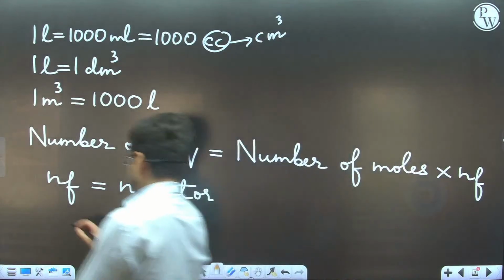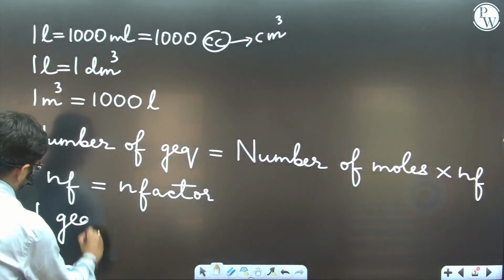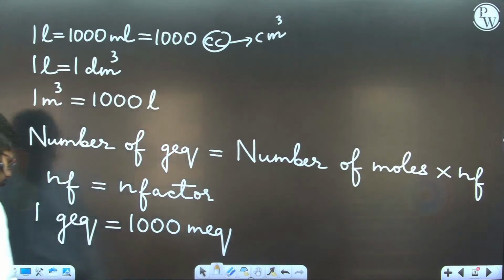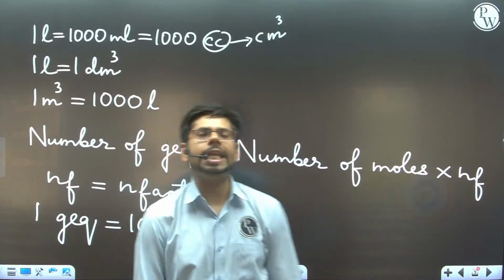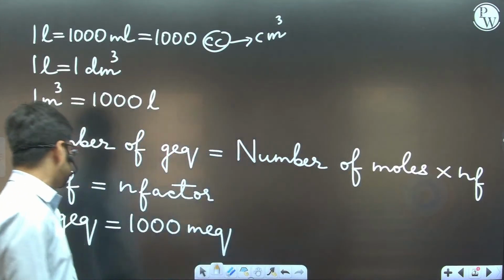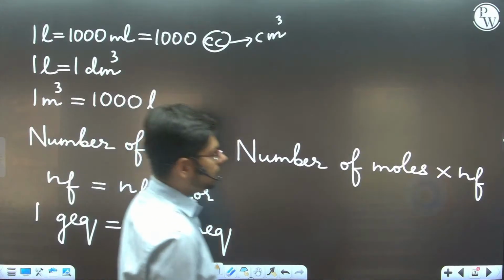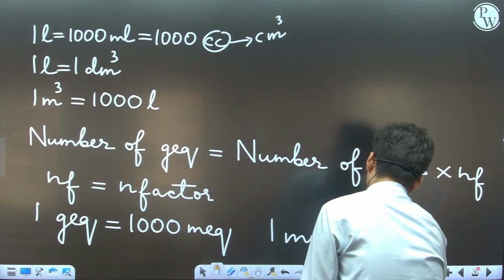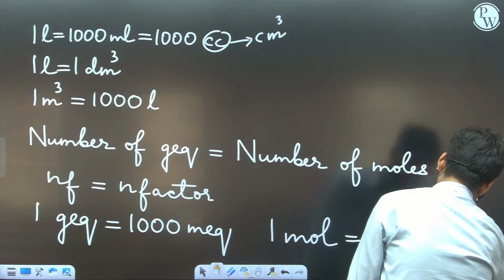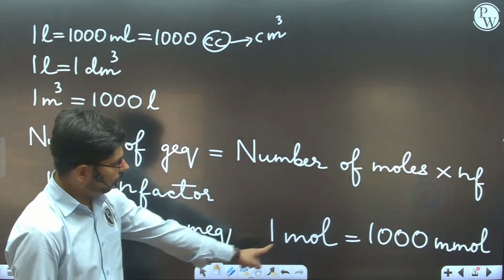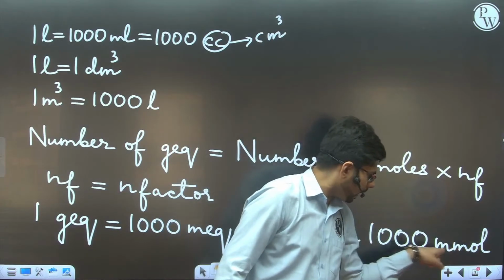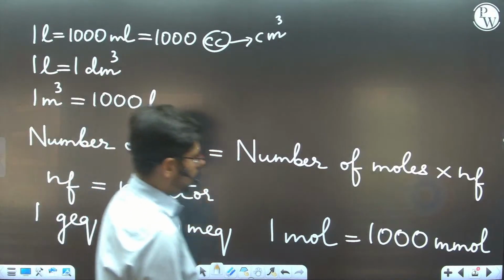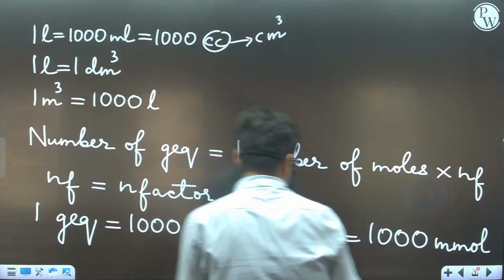Okay. Now, another important thing is 1 GEQ is equal to 1000 MEQ. MEQ means milliequivalent. So 1 gram equivalent is equal to 1000 milliequivalents. Similarly, we know that 1 mole is equal to 1000 millimoles. This is millimoles, mmol. And MEQ is milliequivalent. So we must be thorough with these parameters. Okay. Let's do some more formulae.